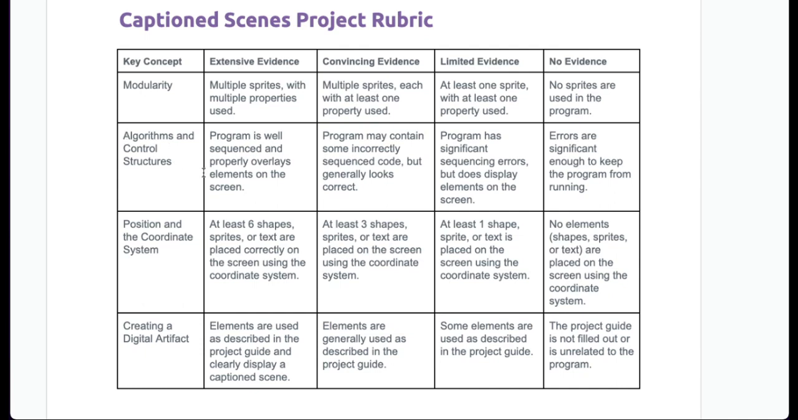Algorithms and control structures is the key concept, and you will receive a 4 for this if your program is well sequenced, which means the order of it is really good and properly overlays elements on the screen. If we think back to lesson 9, when our prisoner was in front of the bars and it wasn't supposed to be like that, that's not well sequenced. So a 3 would be: the program may contain some incorrectly sequenced code, like the prisoner being in front of the bars, but generally looks correct.